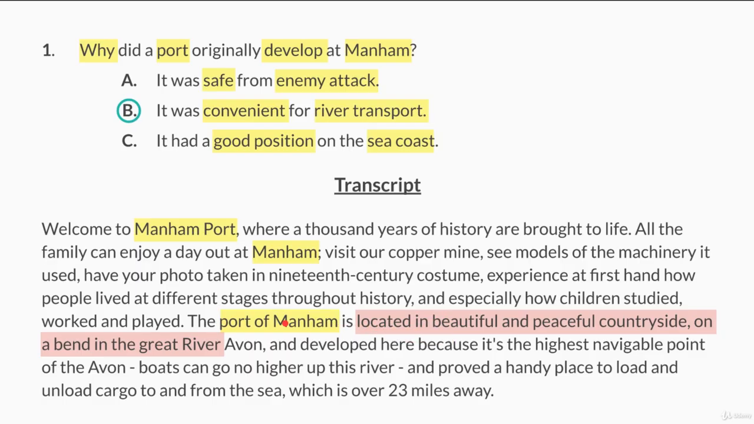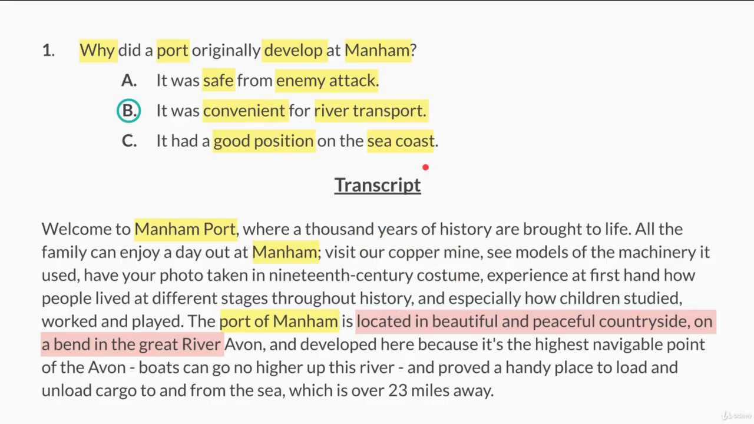So it says, the port of Manam is located in beautiful and peaceful countryside on a bend in the great river. Now, it's talking about beautiful and peaceful countryside, and that is really talking about the location or the position. Okay, why was it located here? So it's talking about position. It's located on the peaceful countryside, on a bend in the great river. So that is synonym language for seacoast. Located is synonym language for position.